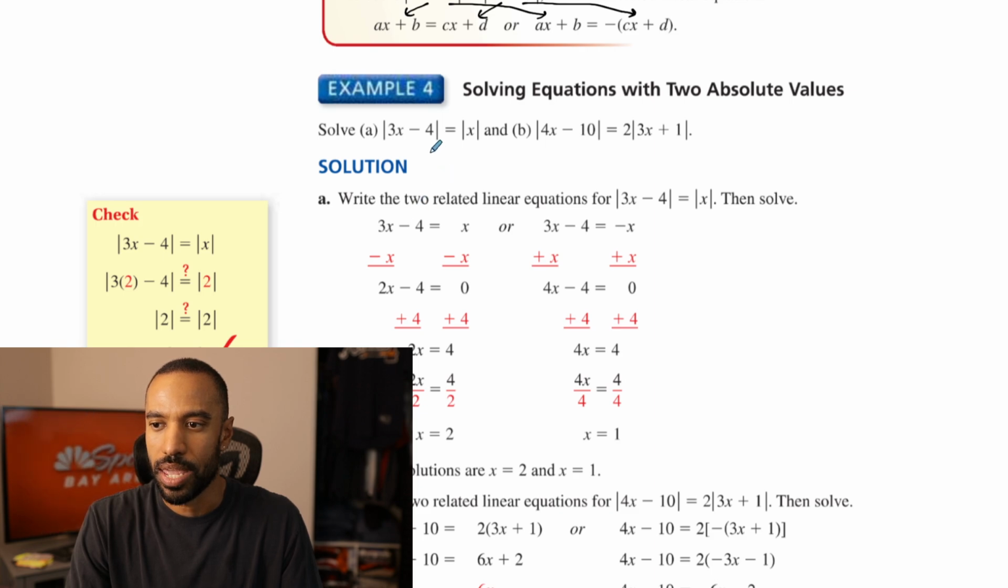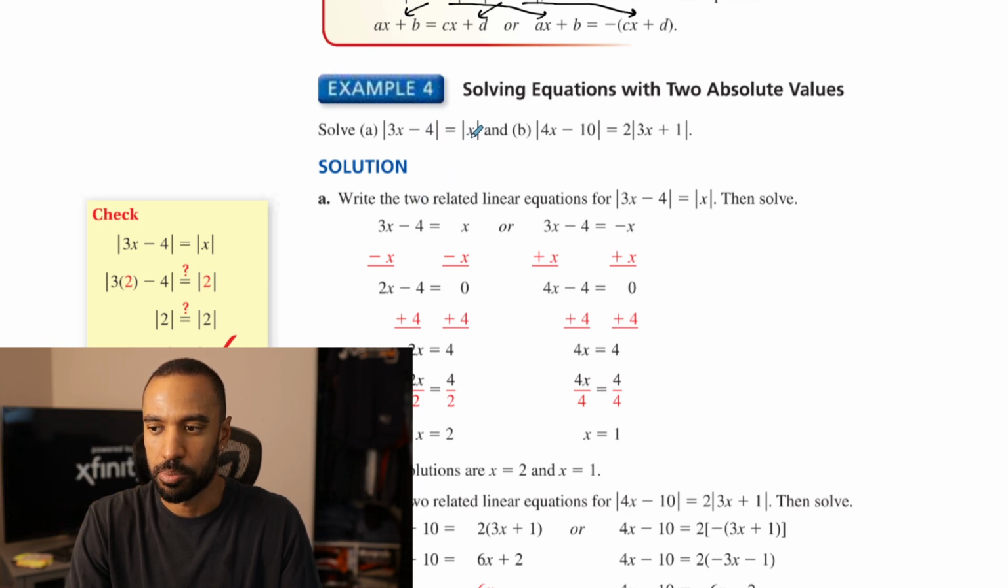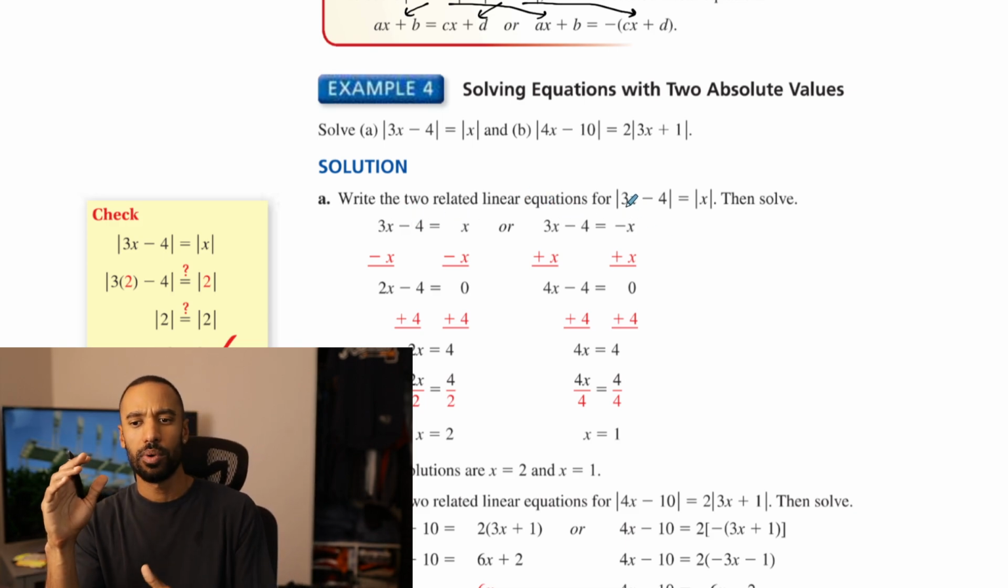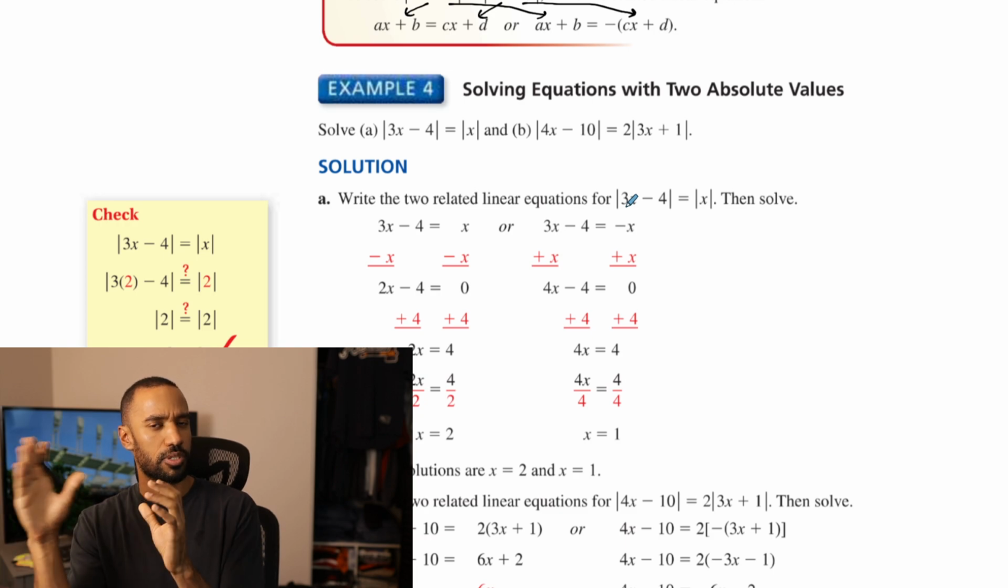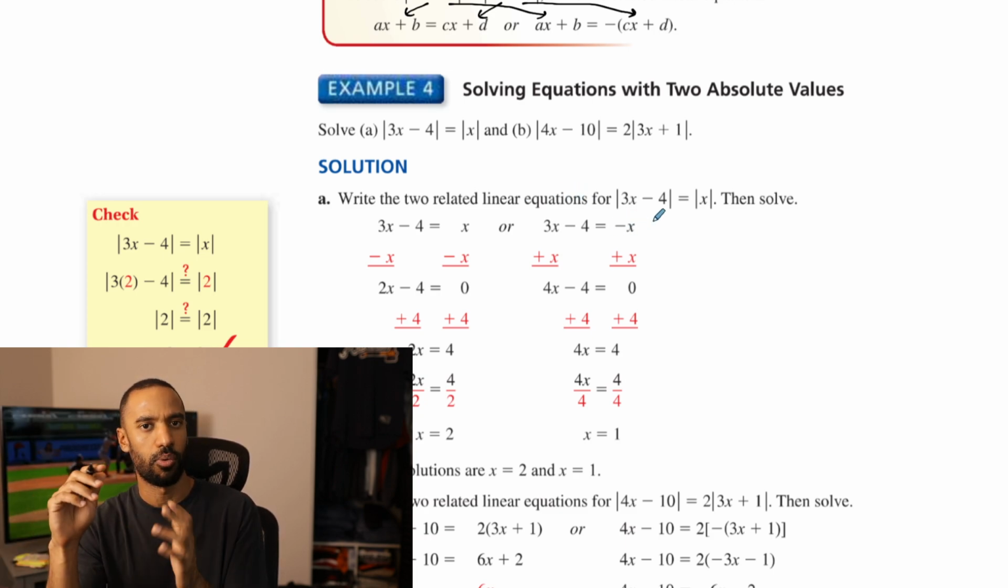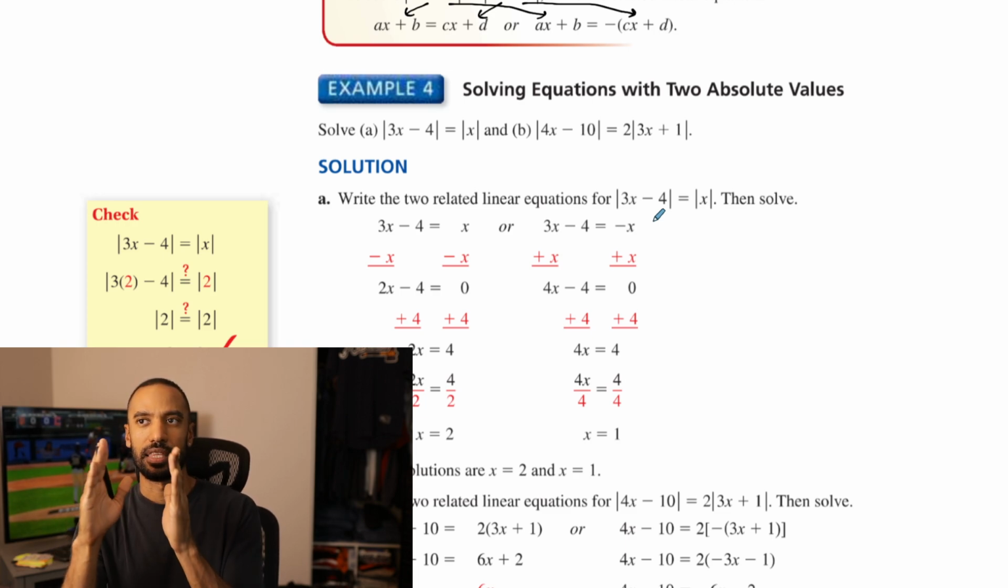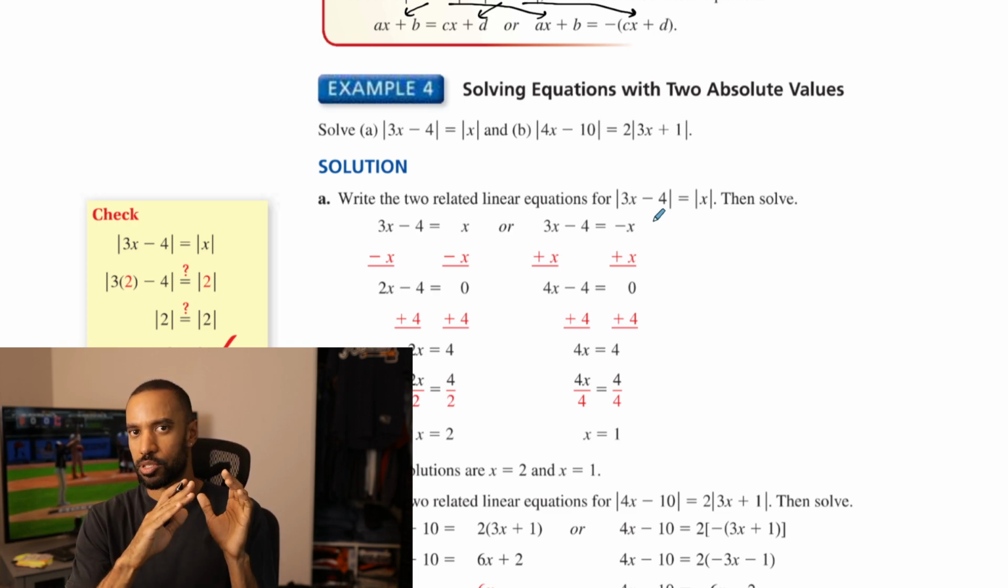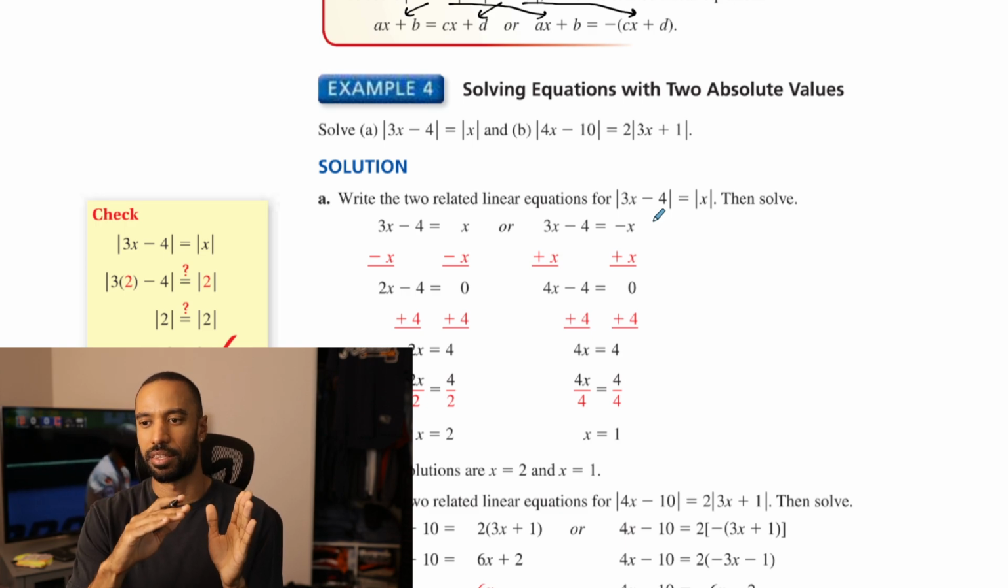Part A, 3x minus absolute value of 3x minus 4 equals absolute value of x. Let's treat the two conditions, that 3x minus 4 could equal positive x or negative x. Notice that we're never doing anything with the negative, the opposite of 3x minus 4, but that's because we're already switching one of the signs. And that's the point that they were making before, that the absolute value of a equals the absolute value of the opposite of a, that kind of thing.